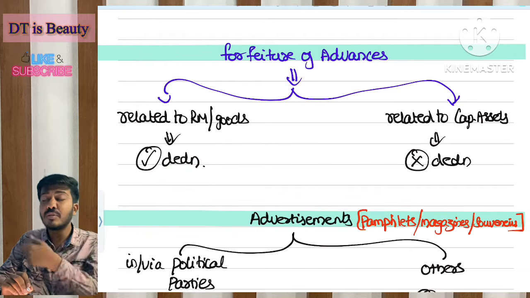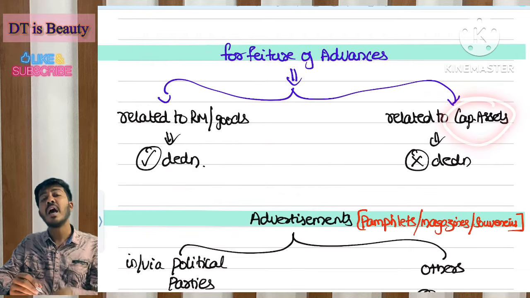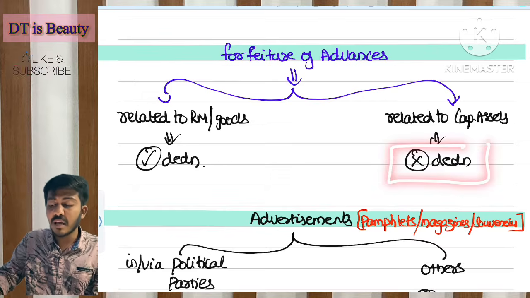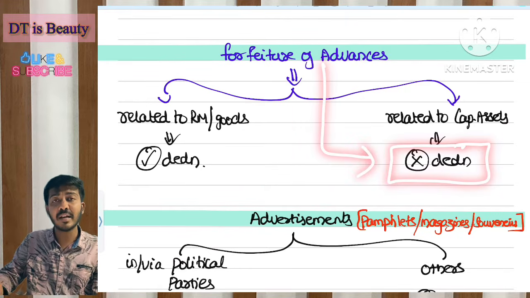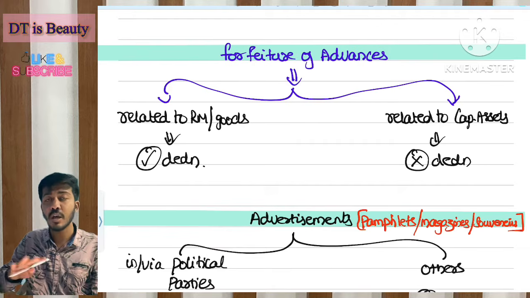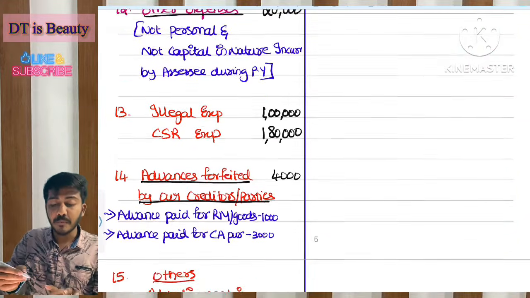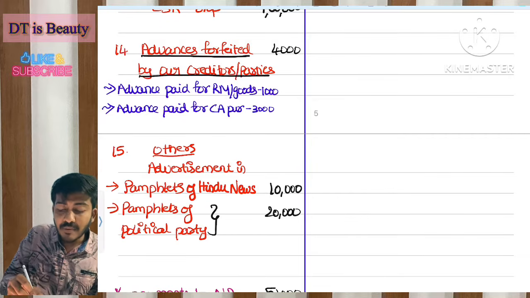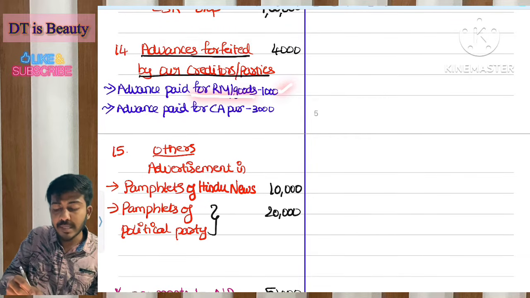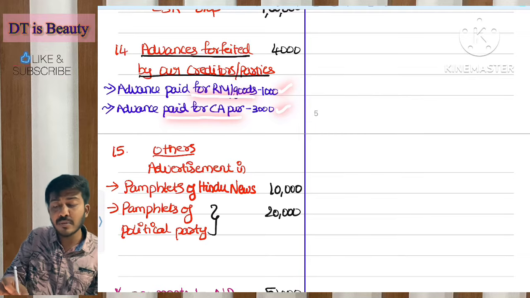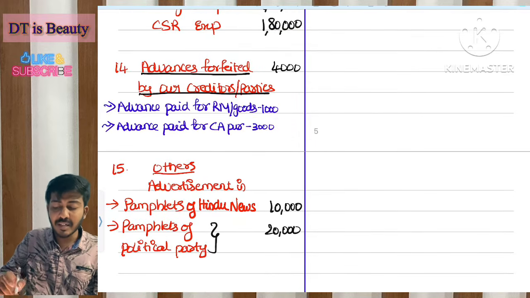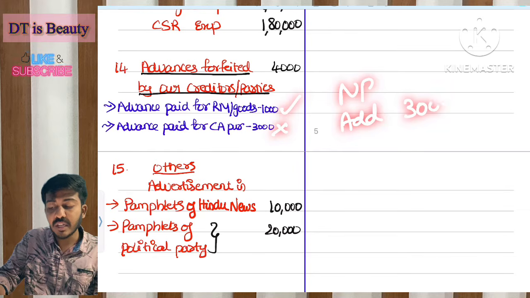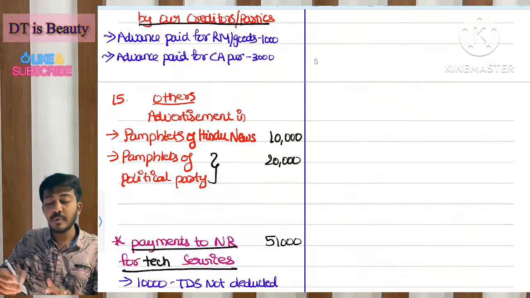However, I have given an advance to another person for purchasing a capital asset. I breached some terms and conditions. They cancelled the entire amount. Then the entire forfeiture of advance is not allowed as deduction because it is covered in capital gains and not here. So let us see here. Advances forfeited by our creditors or parties, whomsoever it is. Advances paid for raw material or goods, 1000 rupees. Advances paid for capital asset purchase, 1000. Capital asset purchase, you should never take it as deduction. It is wrong. So you have to add back to the net profit 3000 rupees. Simple.